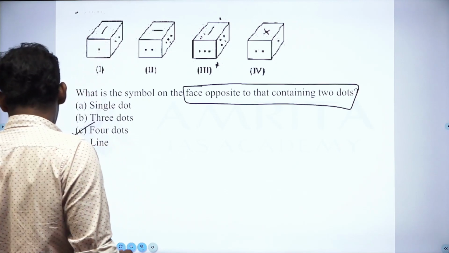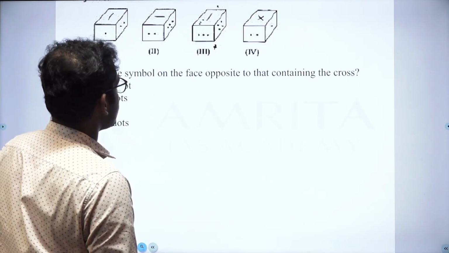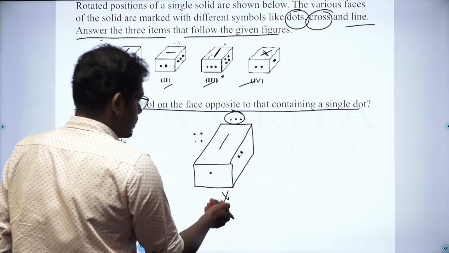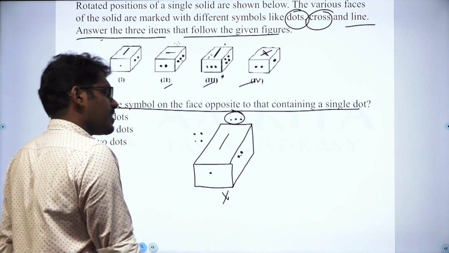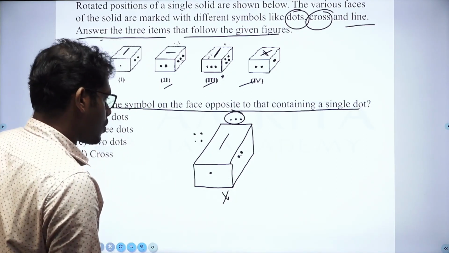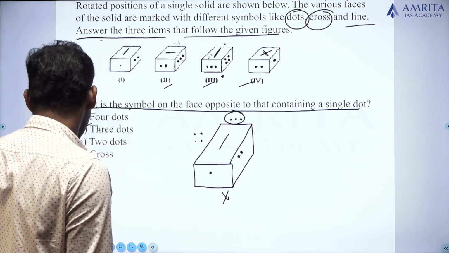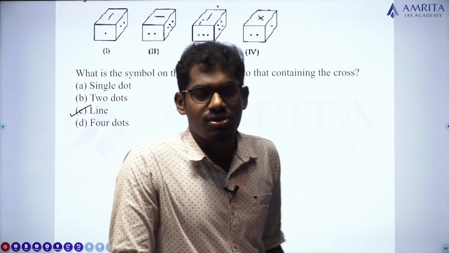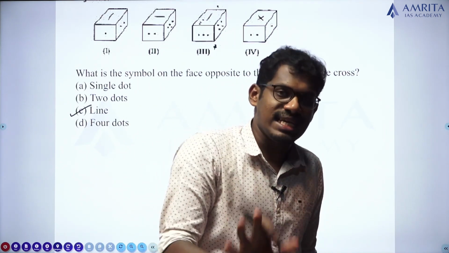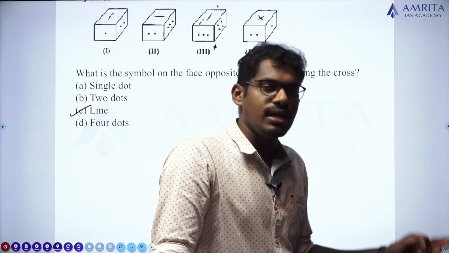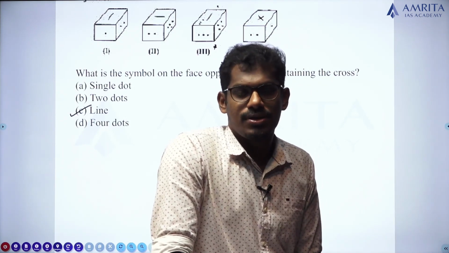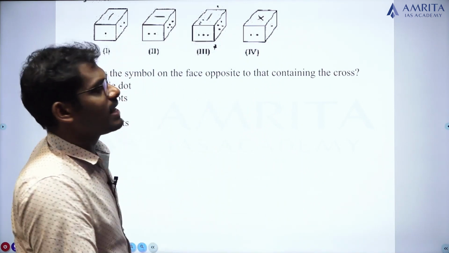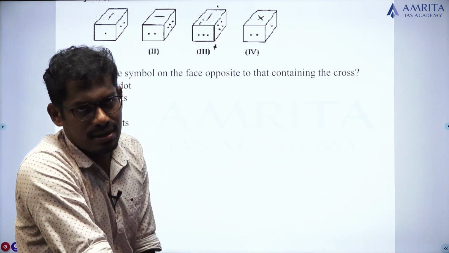Clear? Okay. Next question. What is the symbol on the face opposite to that containing the cross? Okay. The cross is on the base face. The face opposite to the cross is the top face, which contains what? Which contains a line. So the answer for this question is option C, line. So 3 questions are answered based on a single diagram or a single figure. So we get 7.5 marks for understanding the basics of a single question. Clear? Okay.